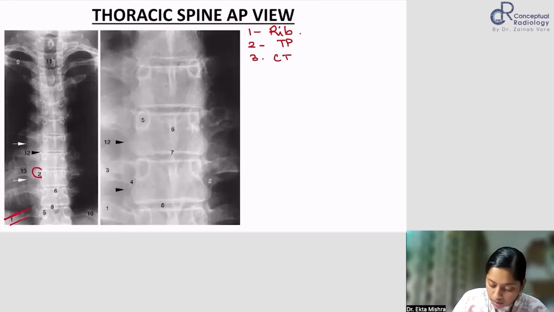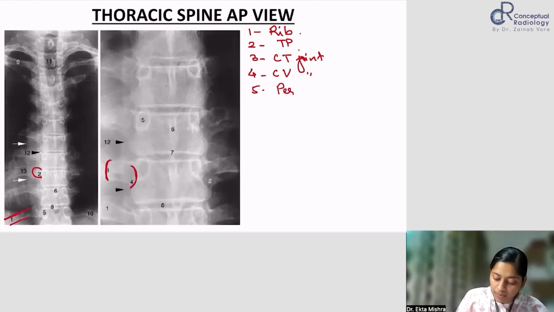Third is costotransverse joint. As the name suggests, it is a joint between the rib and the transverse process. And fourth is the costovertebral joint. So here you see this is the costotransverse joint and this is the costovertebral joint.